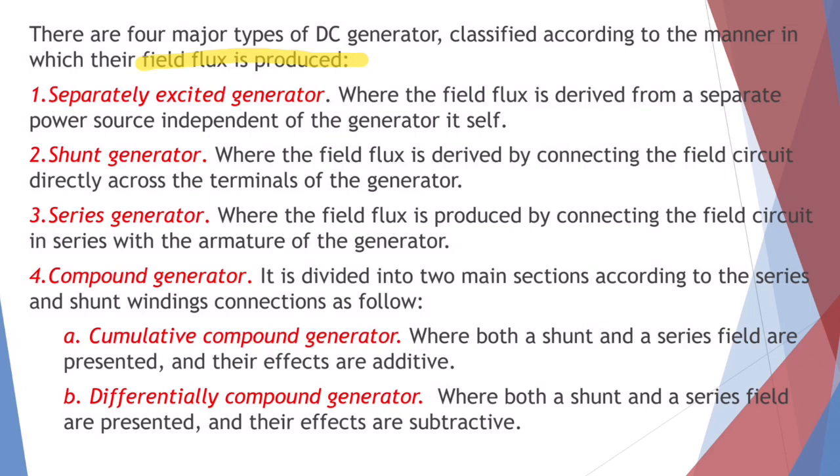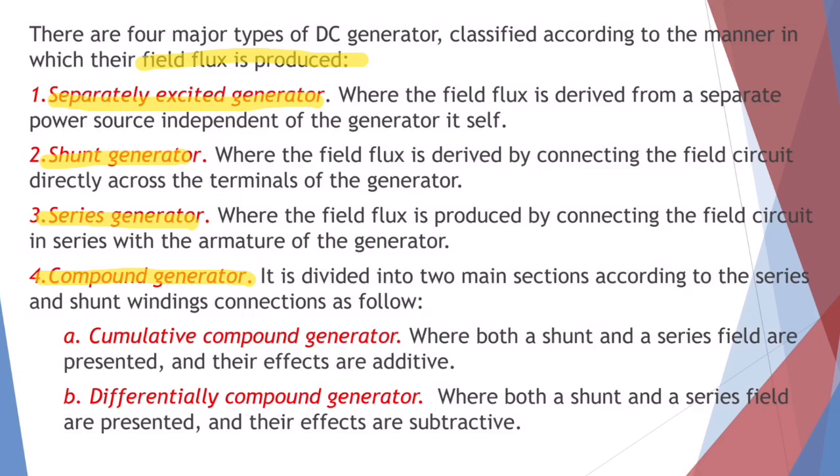The first type is the separately excited generator, where the field flux is derived from a separate power source independent of the generator itself. The second type is the shunt generator, where the field flux is derived by connecting the field circuit directly across the terminals of the generator. The third type is the series generator, where the field flux is produced by connecting the field circuit in series with the armature of the generator. The fourth type is the compound generator.